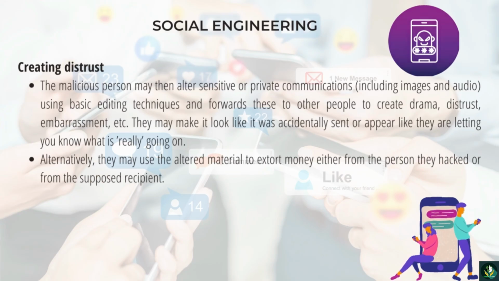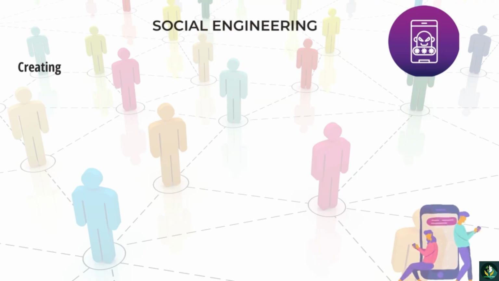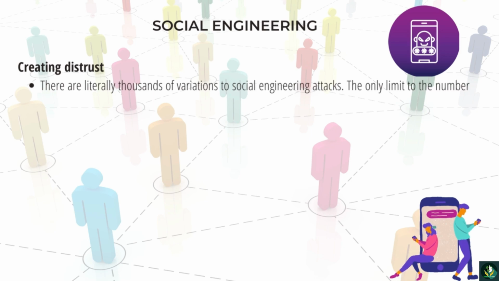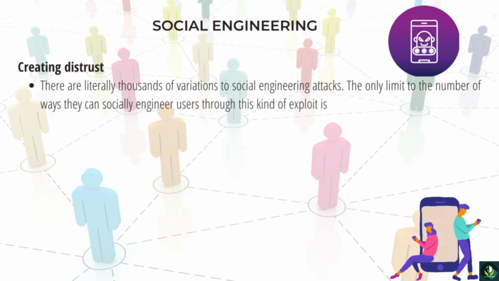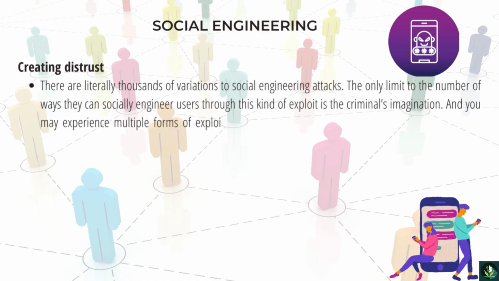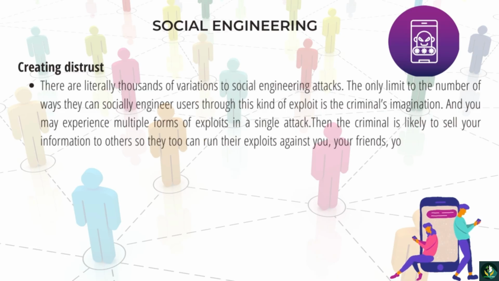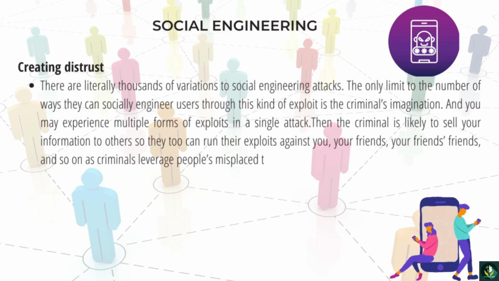Alternatively, they may use the altered material to extort money either from the person they hacked or from the supposed recipient. There are literally thousands of variations to social engineering attacks. The only limit to the number of ways they can socially engineer users through this kind of exploit is the criminal's imagination. And you may experience multiple forms of exploits in a single attack. Then the criminal is likely to sell your information to others so they too can run their exploits against you, your friends' friends, and so on as the criminals leverage people's misplaced trust.